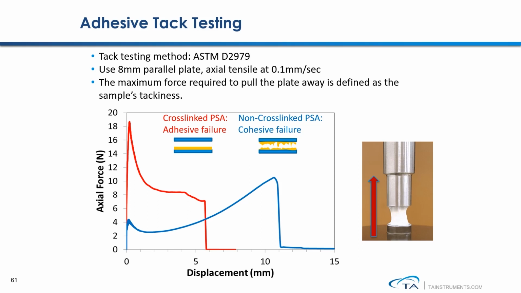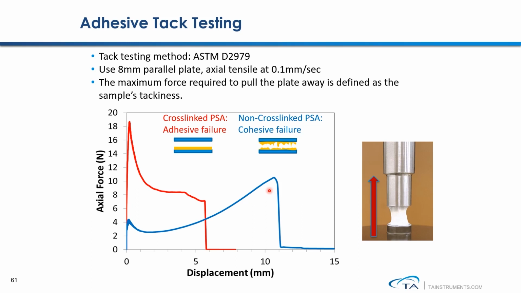This test can be conducted on a rotational rheometer using an 8 mm parallel plate geometry. We place the PSA sample between the two plates, apply a certain pressure for a short period of time, and then we pull off the plate at a fixed speed, for example, at a speed of 0.1 millimeter per second. The maximum force that is required to pull the plate away is defined as the sample's tackiness.